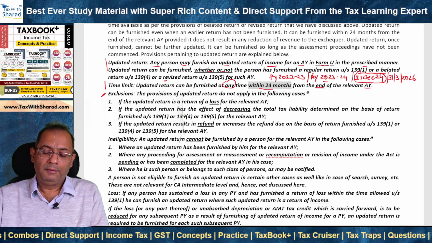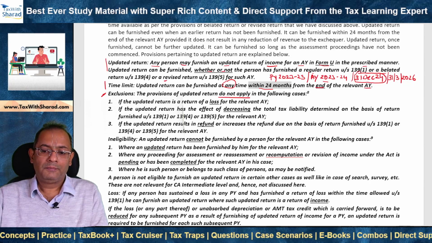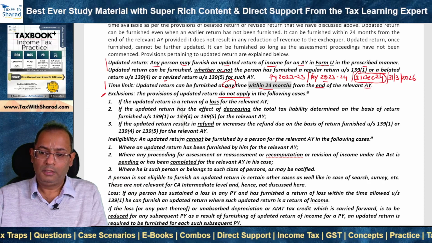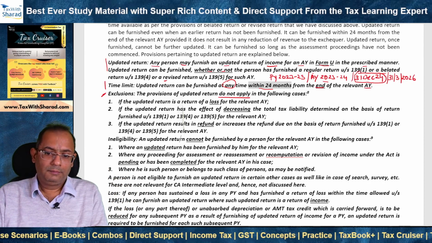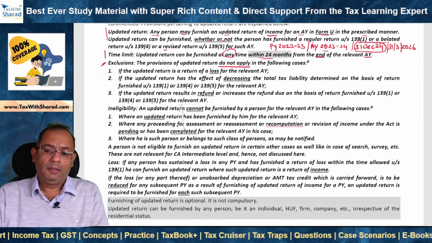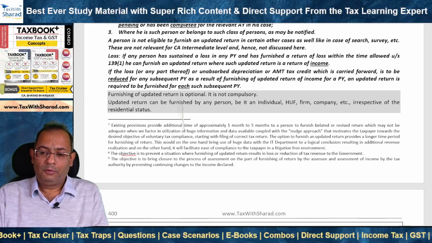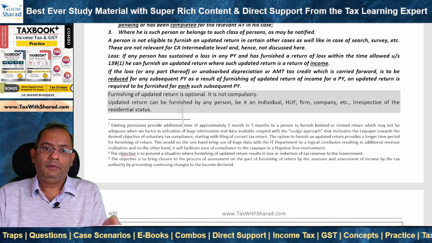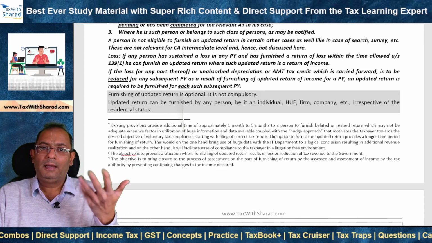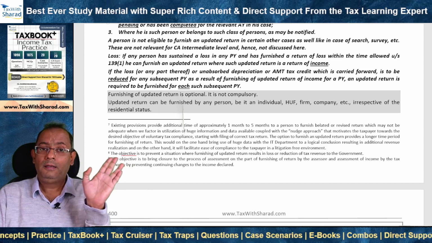Certain exclusions have been provided. The provisions of updated return do not apply in the following cases. So that means that updated return cannot be furnished in these cases. In 3 cases, 3 situations have been provided for. And what is the objective of providing these exclusions? The objective is to basically ensure that furnishing of updated return doesn't result in a loss of tax revenue for the government. Because the whole idea of providing the scheme for updated return is to create a win-win for the taxpayer and the government. The idea is that the furnishing of updated return should bring in enhanced tax revenues to the government and at the same time provide an opportunity to the taxpayer to ensure voluntary tax compliance.